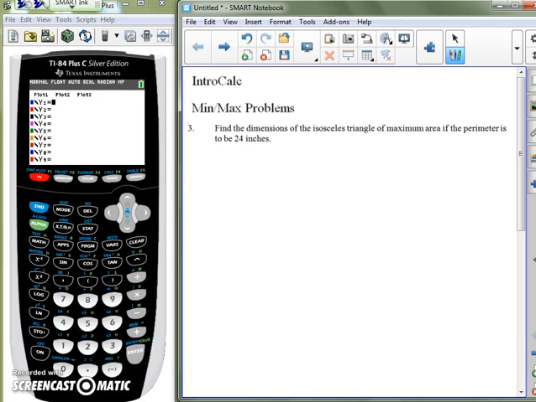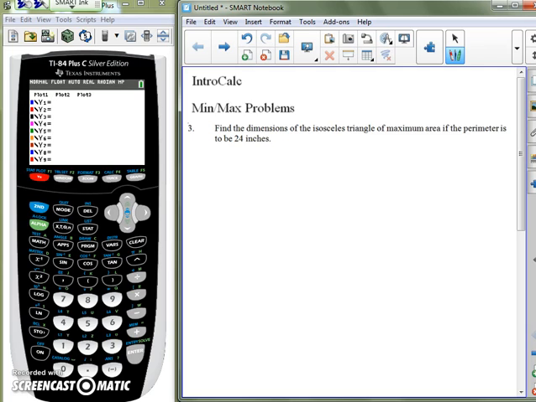This is the third problem on the set of min-max problems that I gave you. I think probably the third problem is the most difficult of the first four. It takes a little bit more flexibility of thinking when you're thinking about triangles, and that's the tough part. It starts out pretty easy.